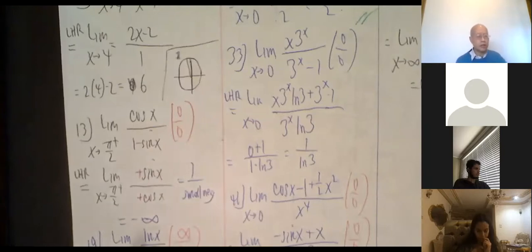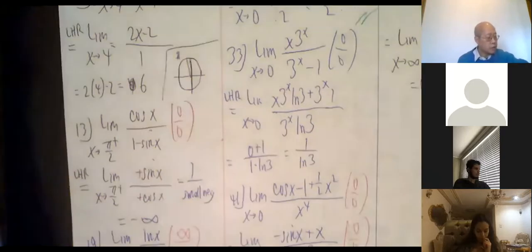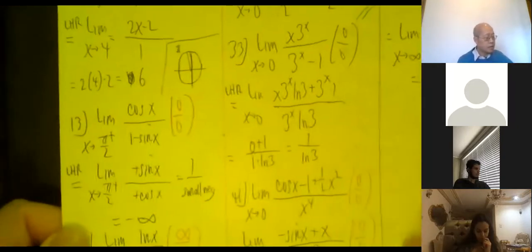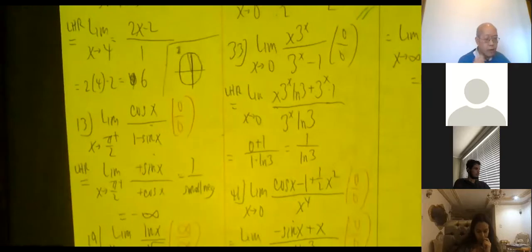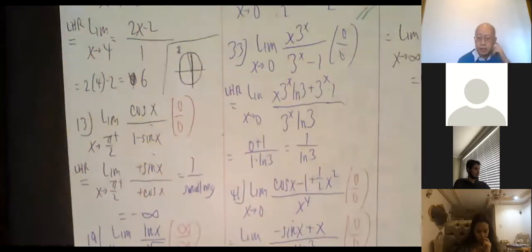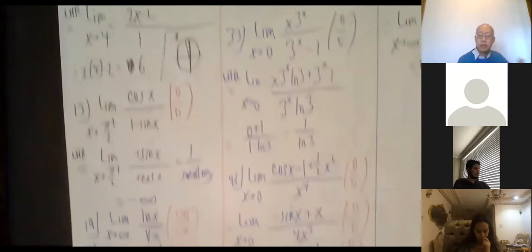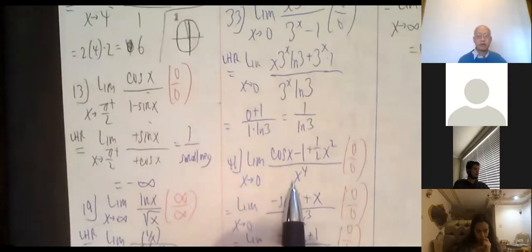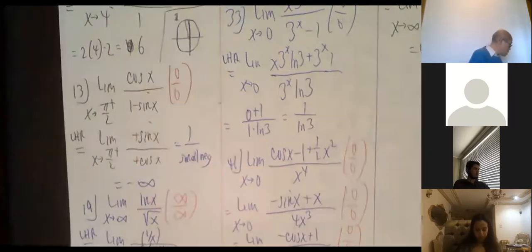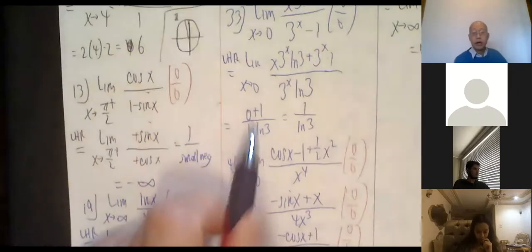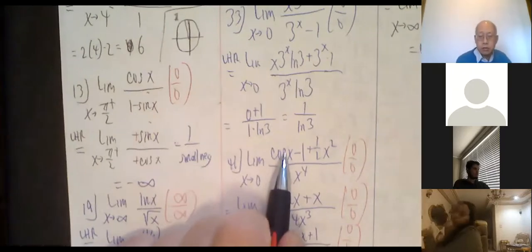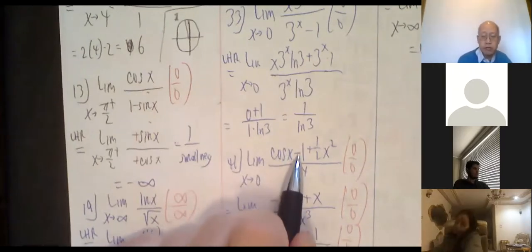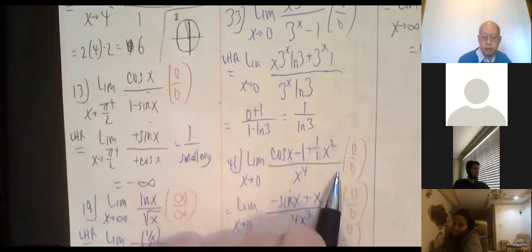Okay, 41 is kind of an interesting one. Now, you might recall last week, I gave you one L'Hopital's problem where you had to do it twice. You wait until you see what happens to this one. So 41, cosine x minus 1 plus a half x squared divided by x to the fourth. Okay. All right, so if I plug in 0, cosine of 0 is 1 minus 1 is 0, that's 0. So 0 over 0.